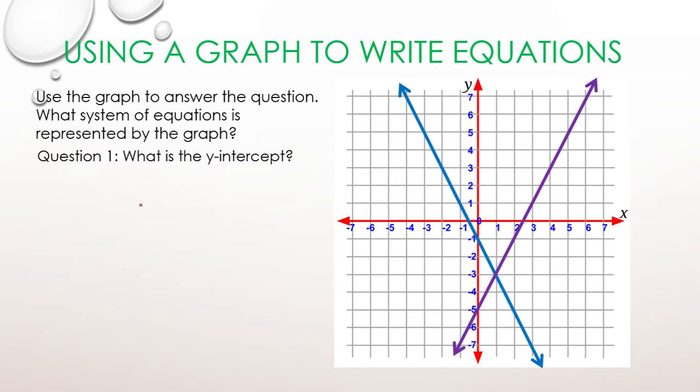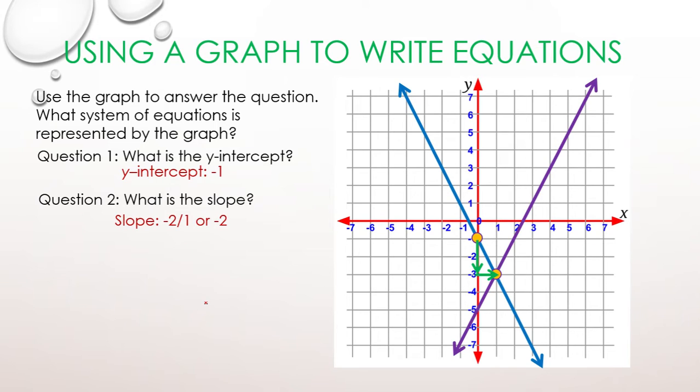So we're going to focus on the blue line first. The blue line has a y-intercept of -1, right there. To find the slope, we want to choose another point. So I'll choose that point right there to find the slope. We are going down 2, which makes it negative, over, on the right side, 1, which is -2 over 1. We can simplify -2 over 1 to be just -2.